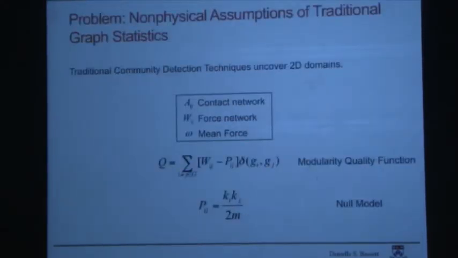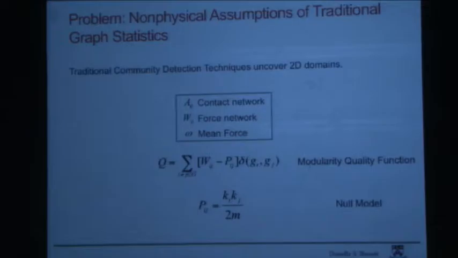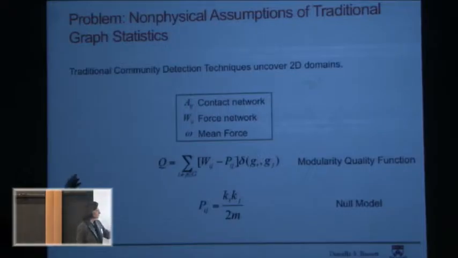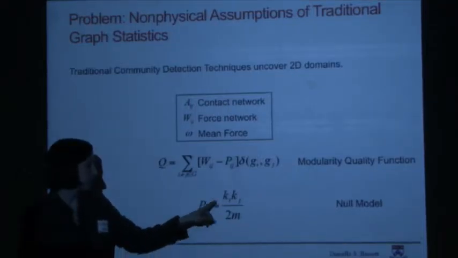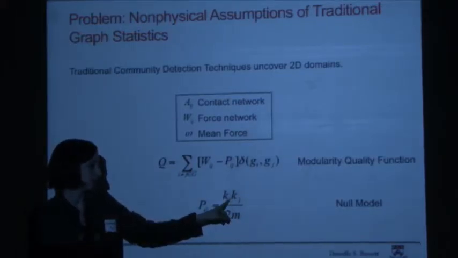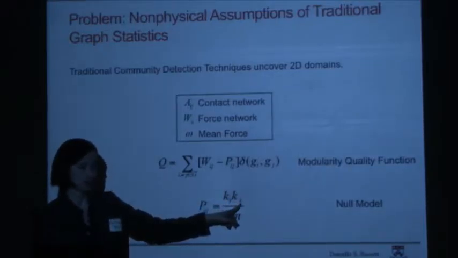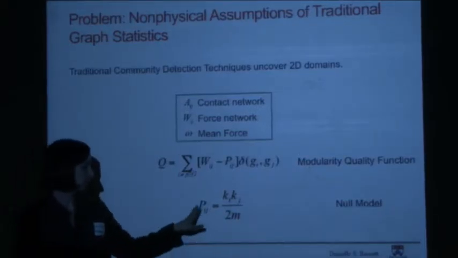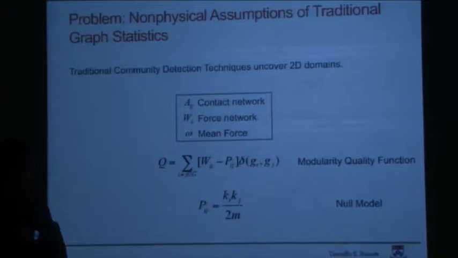So then the next question was, this is a simple translation of network statistics into materials, but is that smart, and is there any better way of doing that? So I want to tell you about one of the problems of that approach, which is that there are a lot of non-physical assumptions. The optimization function is k_i k_j over 2m, where k_i is the strength of node i, so the average force of node i. k_j is the average force of node j, and then m is the average force in the network. So this is also called the Newman-Girvan null model, and that's traditionally what we would use.